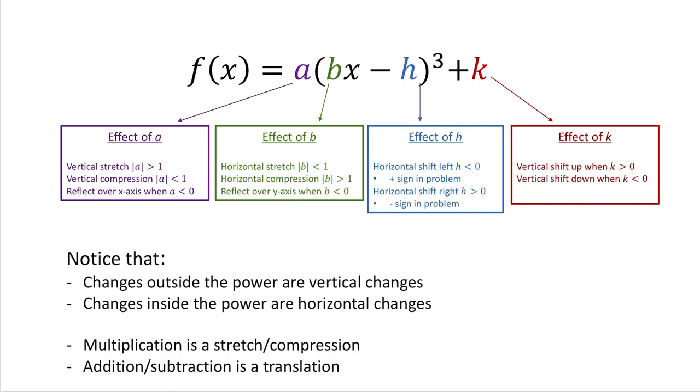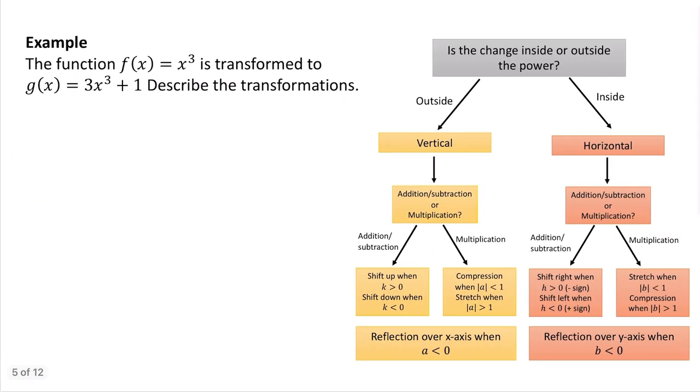It's going to be a shift up when k is greater than 0 and a shift down when k is less than 0. So this chart is in your study guide, so make sure that you refer to it as you're working through the practice problems. So let's look at this example. The function f of x equals x cubed is transformed to g of x equals 3x cubed plus 1.